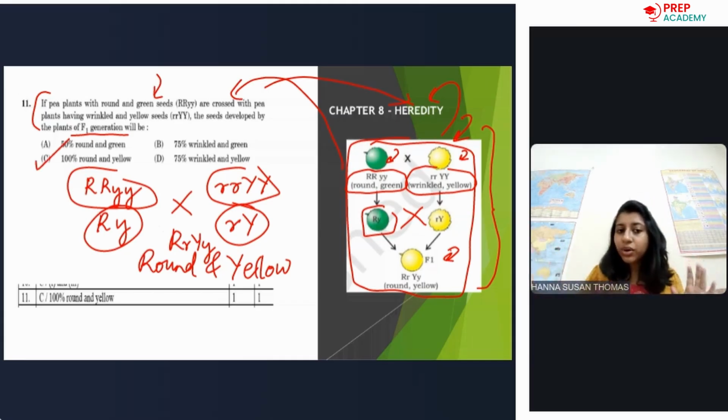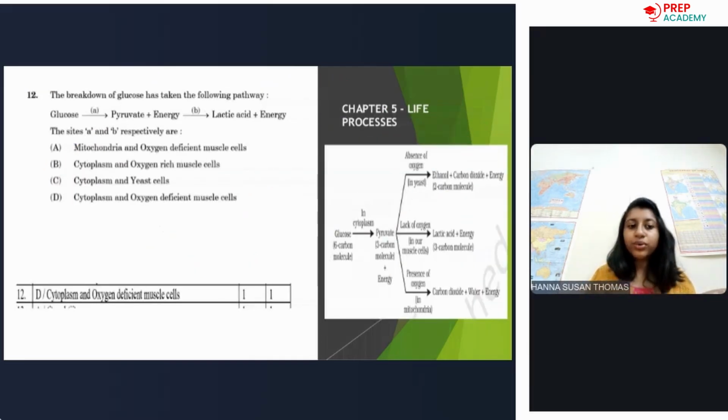There is no wrinkled and yellow, no wrinkled and green, and no round and green in the F1 generation. This is the diagram given in your textbook, and from this diagram itself you can easily arrive at the answer. So the correct answer is option C, 100% round and yellow. Let's move on to the next question.